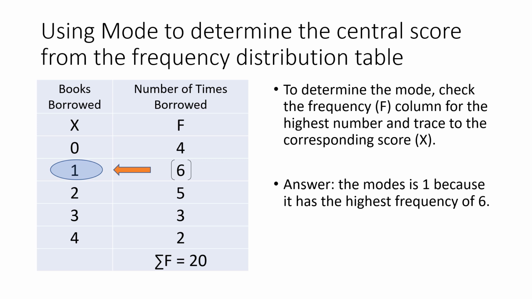So we have to determine the mode. Here, all we need to do is go to the frequency column and look for the highest number. The highest number is 6. 6 is not our mode. We have to trace it to the X, which is the books borrowed, and the books borrowed here is 1. So our answer will be the mode is 1. Pardon my mistake, that should be mode, not modes. So we have a mode of 1, and the reason is that it has the highest frequency of 6. That is for the mode.